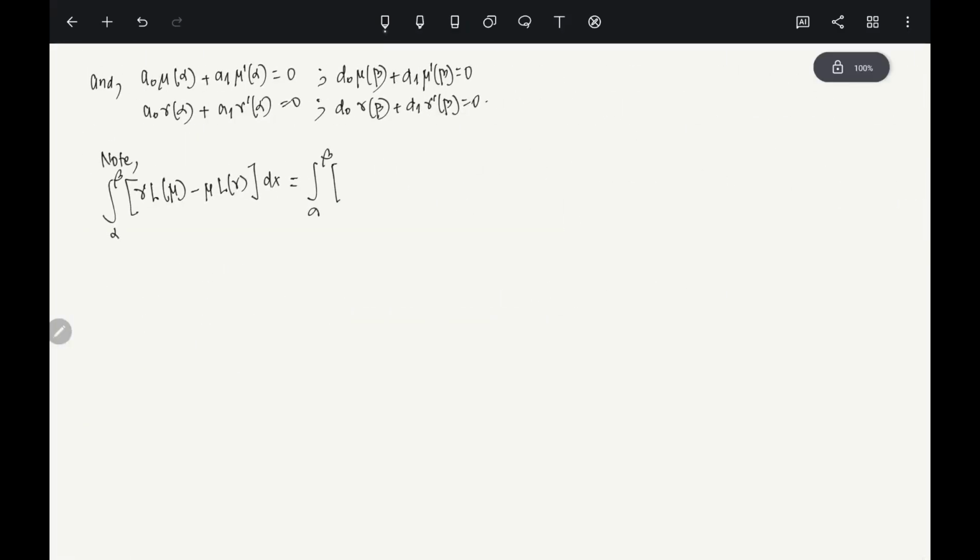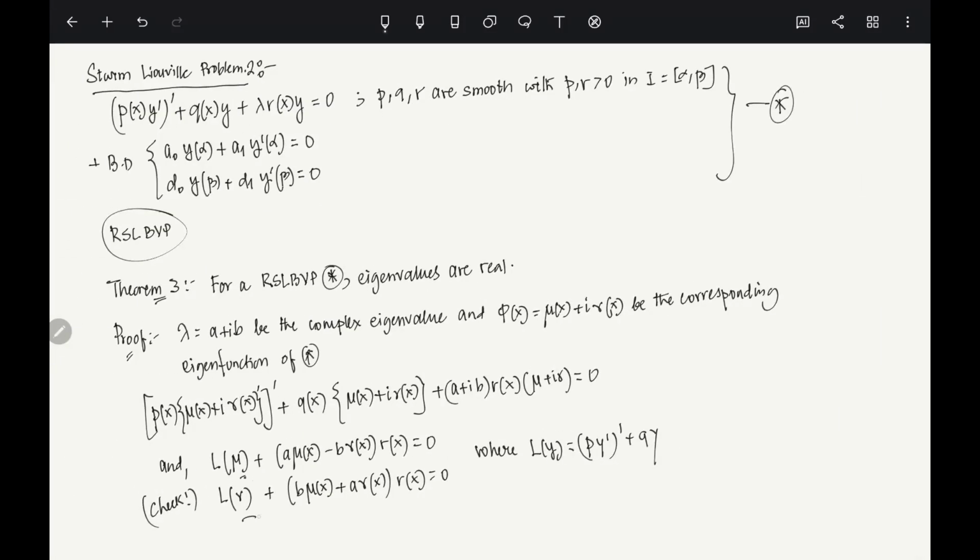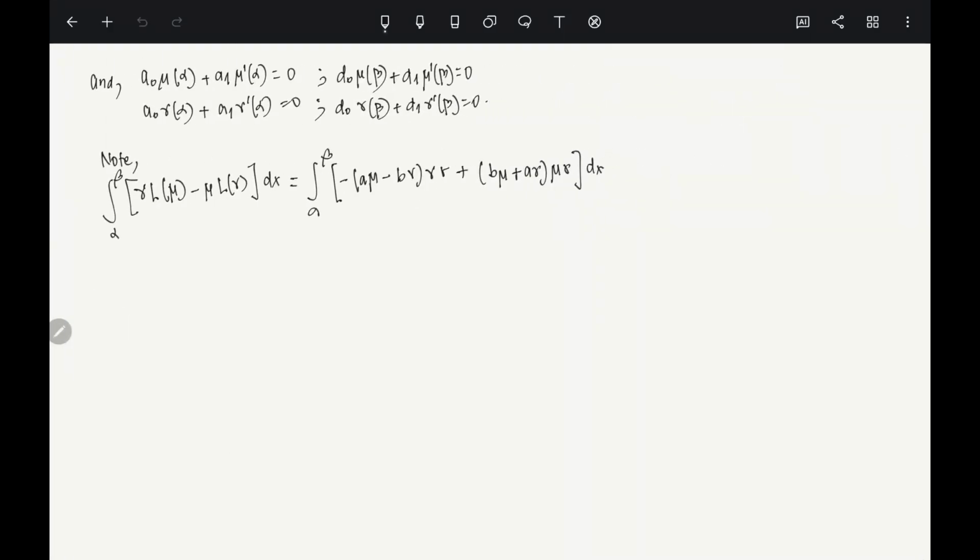So what we are going to do is write it like this: minus A mu minus B gamma times gamma R of x. I am not going to write it as a function of x, so that is always given. Plus B mu plus A gamma times mu R dx. This is what you have. I'm just putting L of mu and L of gamma from here. That's all, I'm not doing anything.